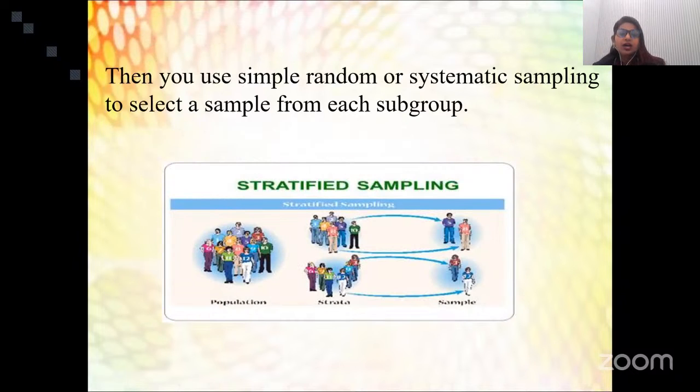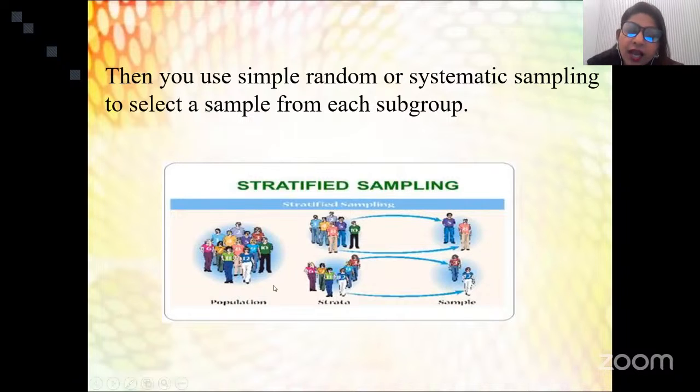Once you have prepared your strata, the next step is to select the sample from your strata. How will you select your sample out of the strata? You can simply use the random sampling technique or the systematic sampling technique to pick your sample out of the strata, right? This is very clear from this picture also.